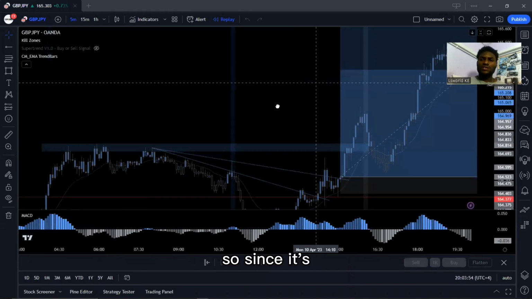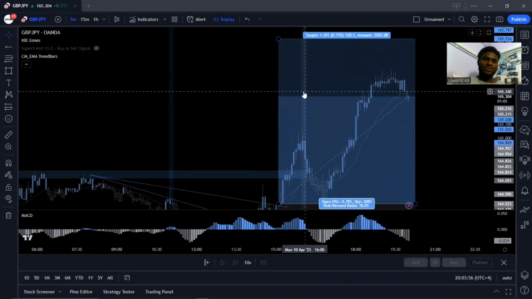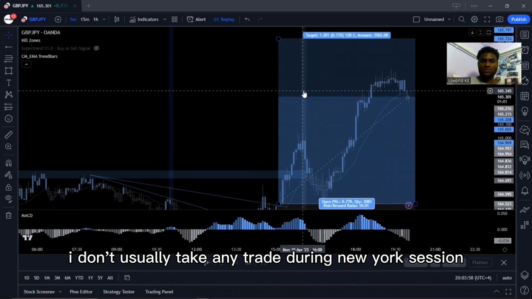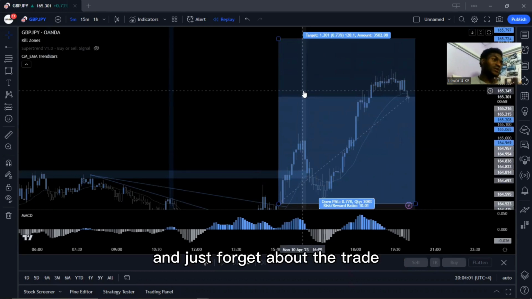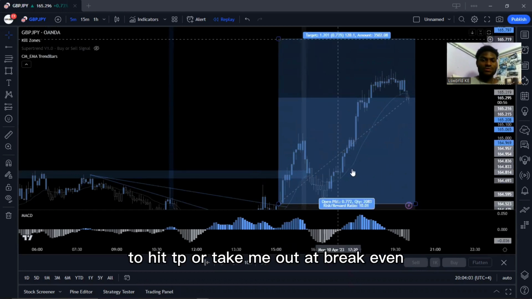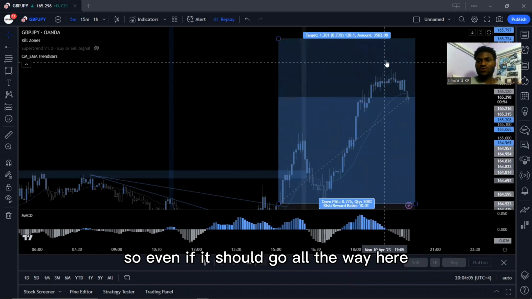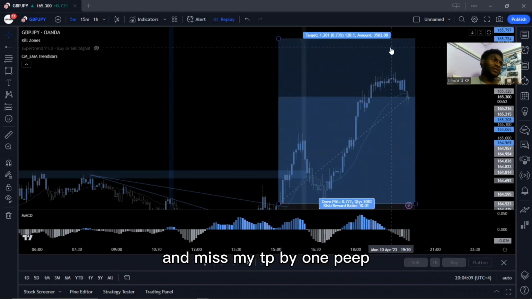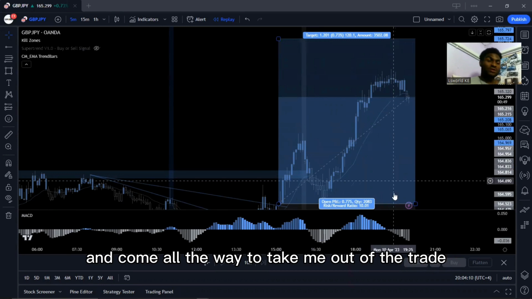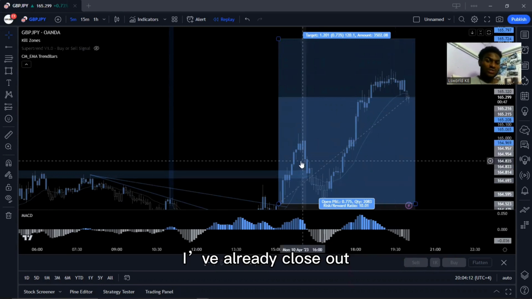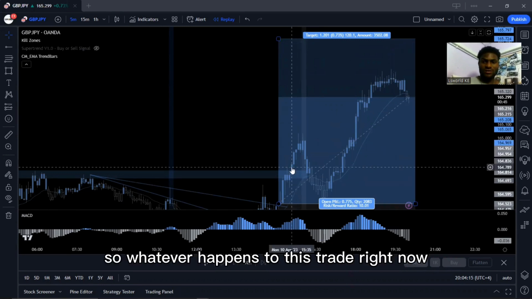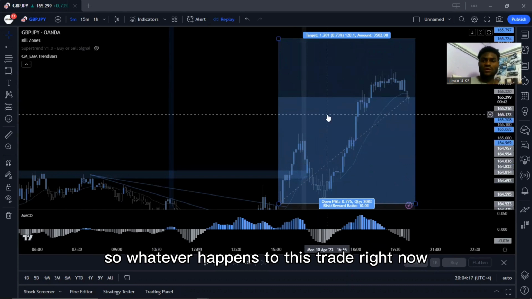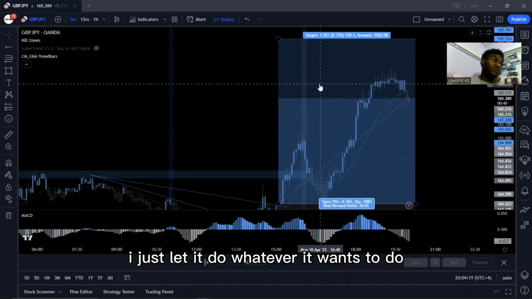Since it's New York session, I don't usually take any trade during New York session, so I just close the laptop and forget about the trade to hit TP or take me out at break even. So even if it should go all the way here and miss my TP by 1 pip and come all the way to take me out of the trade, I don't care. I already closed out 1:2 risk to reward. So whatever happens to this trade right now, I don't mind. I just let it do whatever it wants to do.